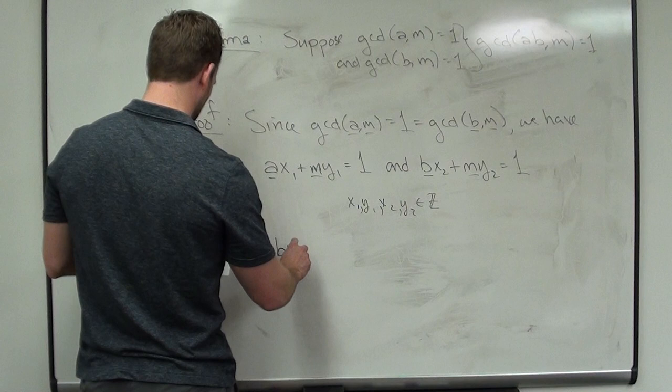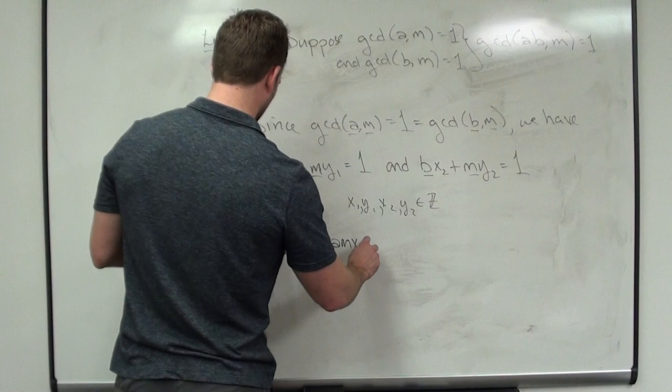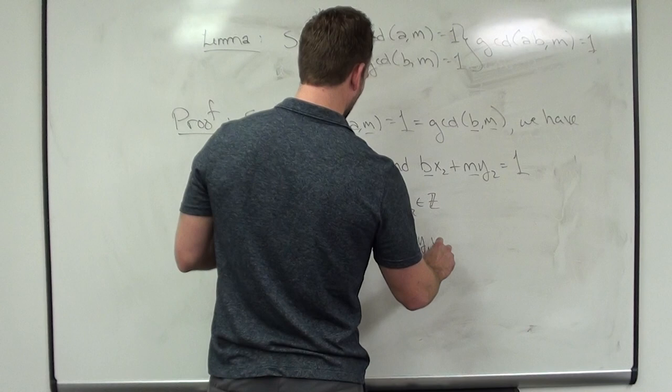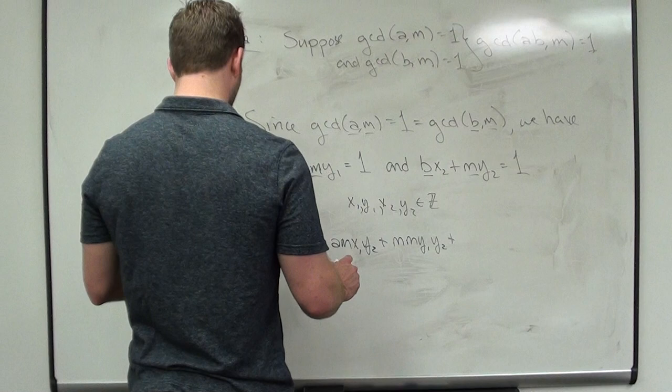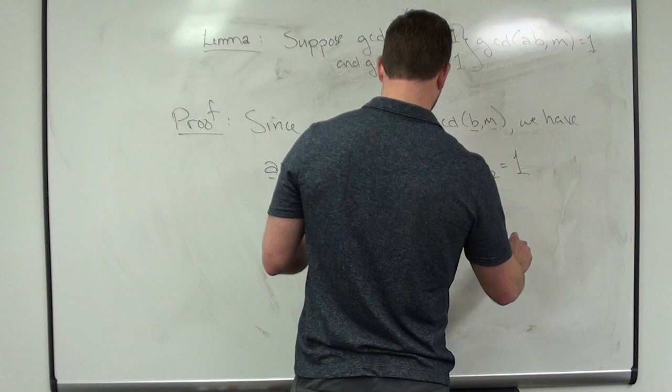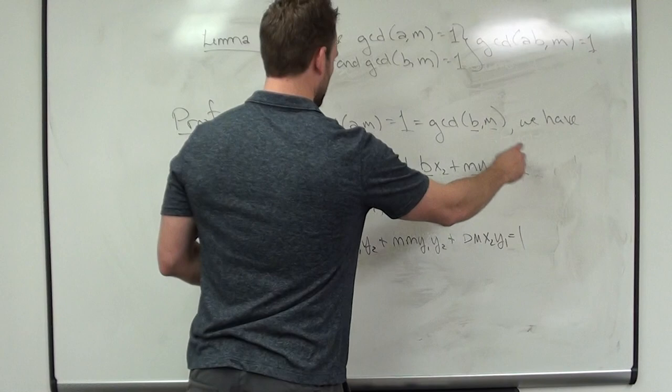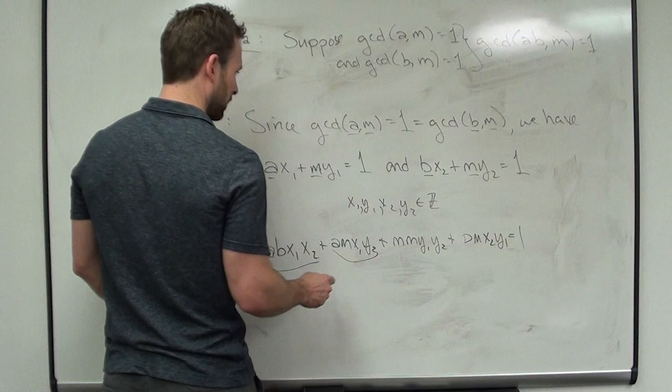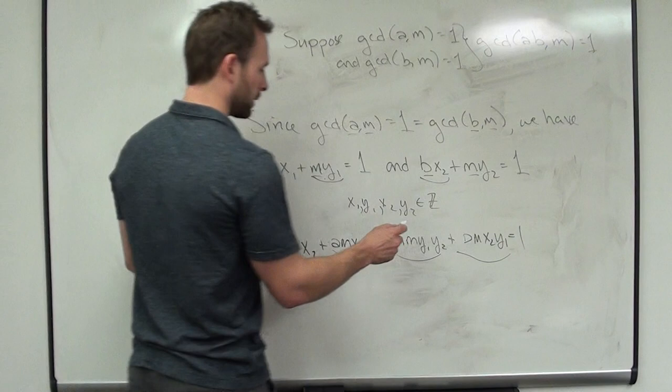AB x1 x2 plus AM x1 y2 plus M M y1 y2 plus, did I miss one? BM, sorry, forgot that. BM x2 y1 is equal to 1, right? So this times this is equal to this times this. Now I do this form. This times this can be the first term. Outer is AM, inner would be these two, which I accidentally wrote last here. And then last would be those two right there. So we have that equal to 1.